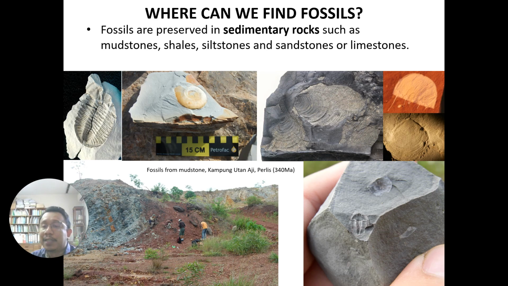For example, here we have some fossils which have been collected from an outcrop in Perlis in northwest Peninsula Malaysia. That's the outcrop. You can actually see some paleontologists working on the fossil site there and collecting these specimens. In this case, the host rock, the rock which is hosting the fossils, is a mudstone. Here we have fossils like this trilobite, a fossil ammonoid, which is a relative of octopuses, but it has a hard shell. In this case, it is a coiled shell.